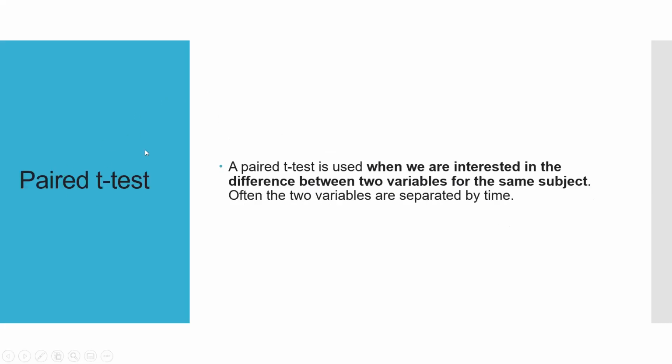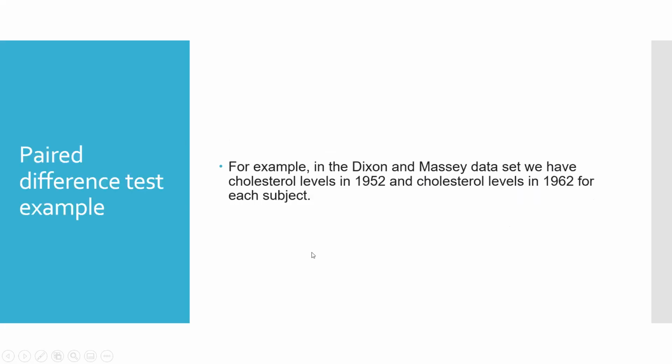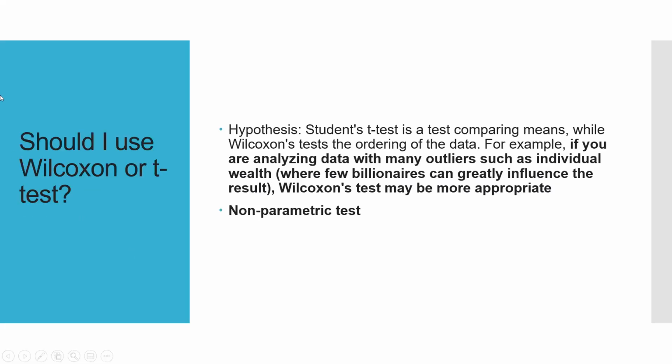There is also an option if we are using a single sample and we are using observations for a single sample at two different times. Then we use a paired t-test, not an independent sample t-test. In this case, we are interested in the difference between two variables of the same subject. So this should be differentiated at first. For example, we use Dixon and Massey's data for cholesterol levels in 1952 and 1962 for each subject. So this will be a paired difference test rather than a simple t-test.